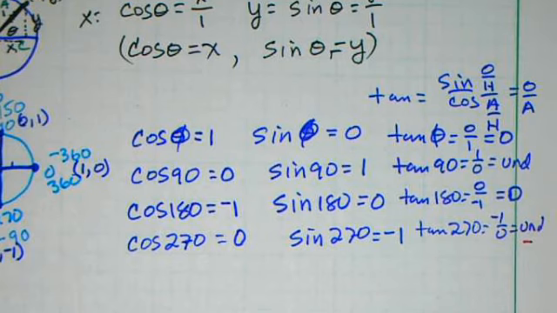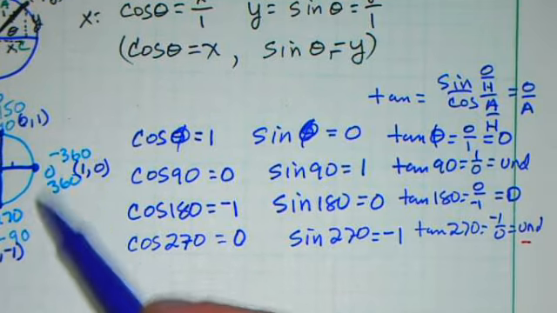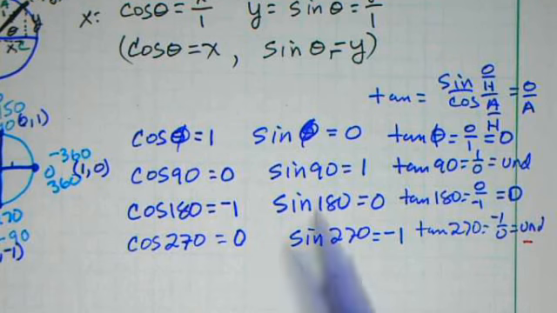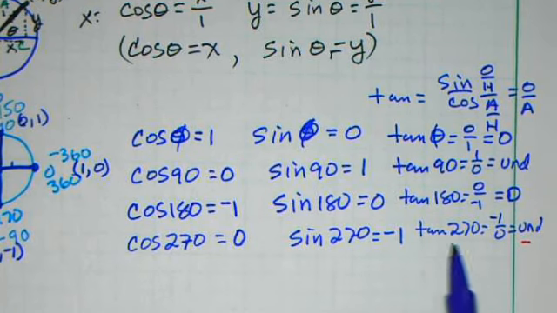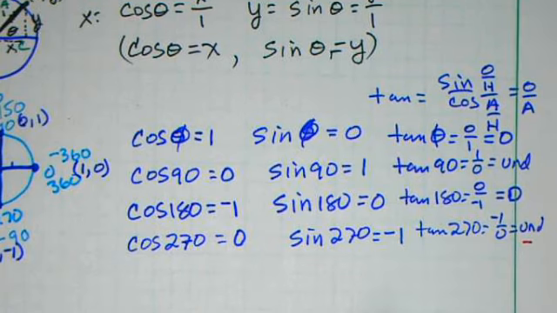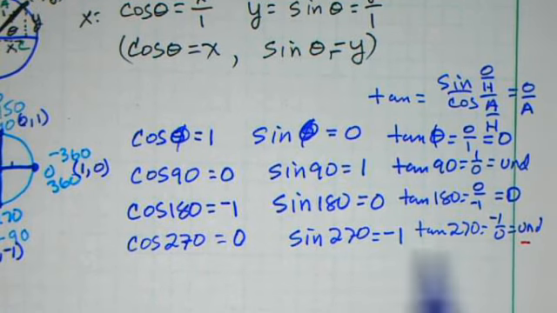And this also works for negative angles, like cosine of negative 90. Like we saw before, negative 90 is the same as 270. So the cosine, sine, and tangent of negative 90 are going to be exactly these same numbers.